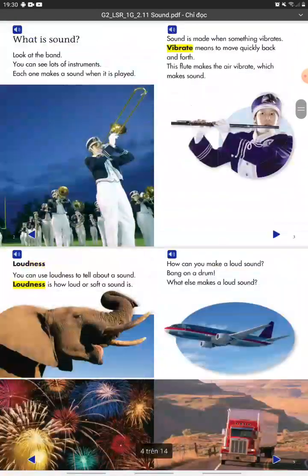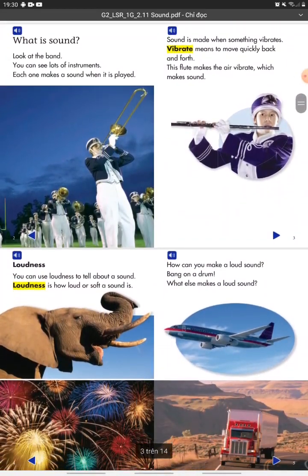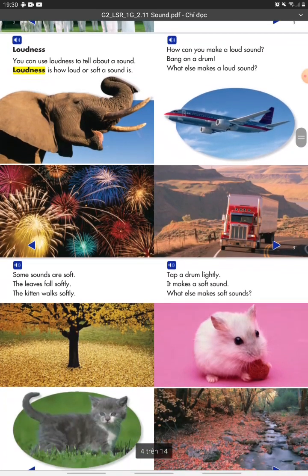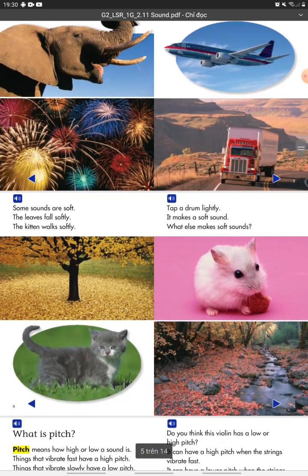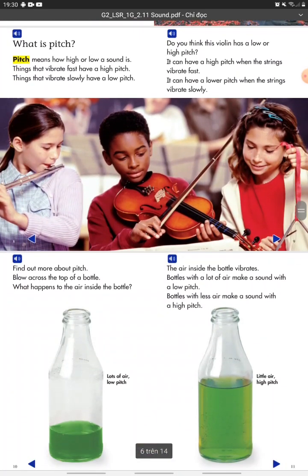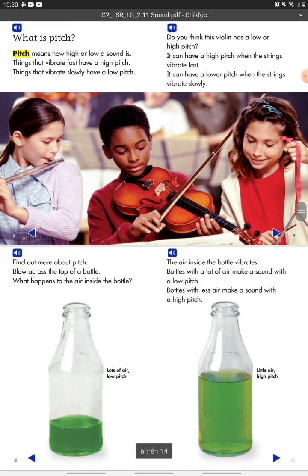Alright, we have understood what sound is, and we have understood how loud or soft it is. So let us know what pitch is. Pitch means how high or low a sound is. Things that vibrate fast have a high pitch, but in the opposite, things that vibrate slowly have a low pitch. Do you think a violin has a low or high pitch? It can have a high pitch when the strings vibrate fast. It can have a lower pitch when the string vibrates slowly. Find out more about pitch.